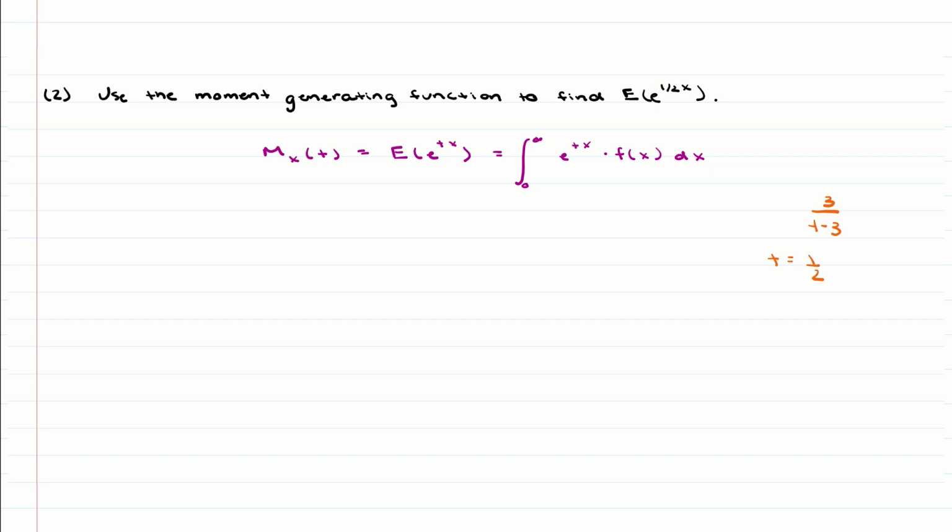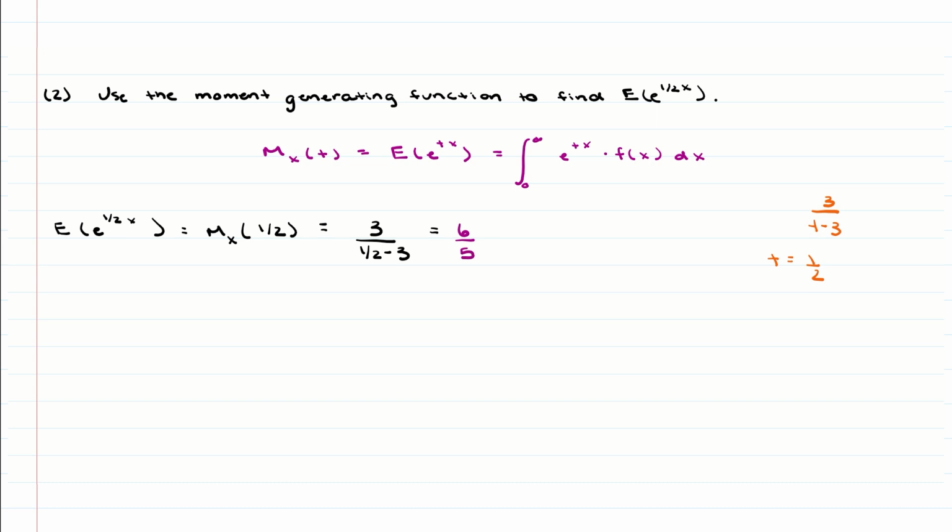So solving this, we have the expectation of e raised to a half times x equals the moment generating function at a half. And at this point, we'll plug a half into the moment generating function for t. So we have 3 over a half minus 3. And this equals 6 over 5.